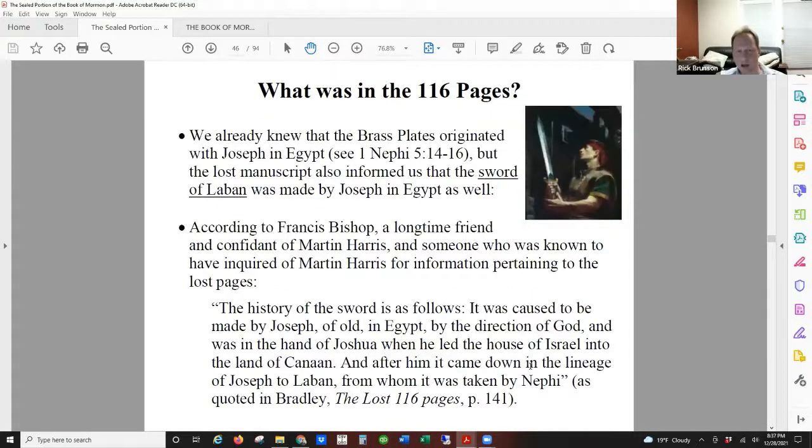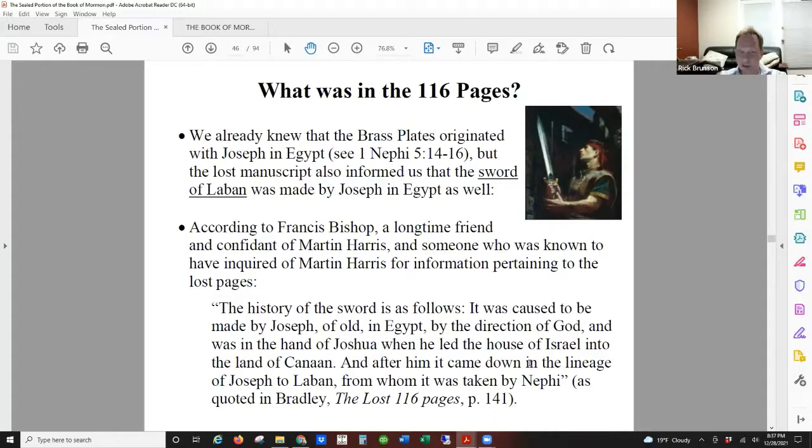Okay, the sword of Laban. We already know about the brass plates, that they originated with Joseph in Egypt. The Book of Mormon tells us that. But the lost manuscript also informs us that the sword of Laban was made by Joseph in Egypt as well.